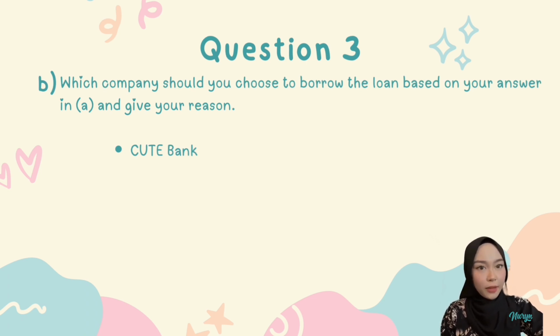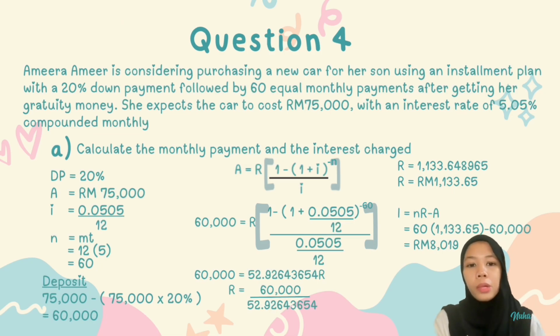Question 3B. Which company should you choose to borrow the loan based on your answer in A, and give your reason? In my opinion, the company that I should choose to borrow the loan from is Cube Bank. Even though the monthly payment is higher than Smile Bank, the interest is cheaper. So we're going to look at question 4.